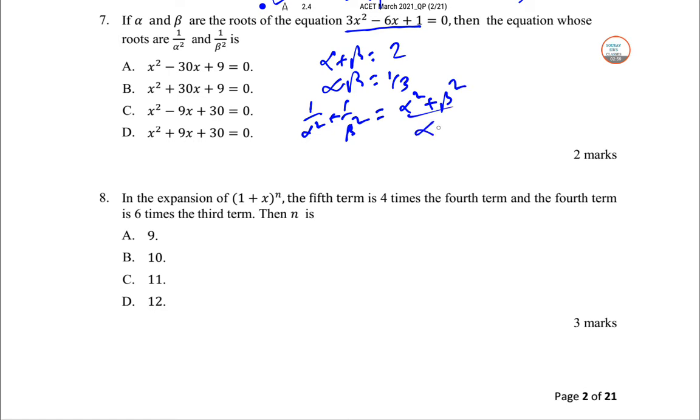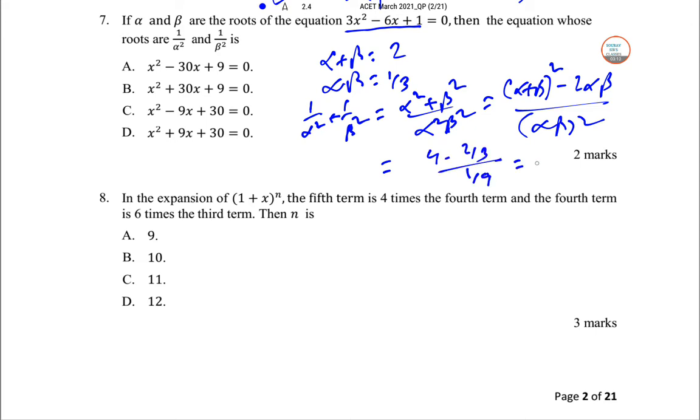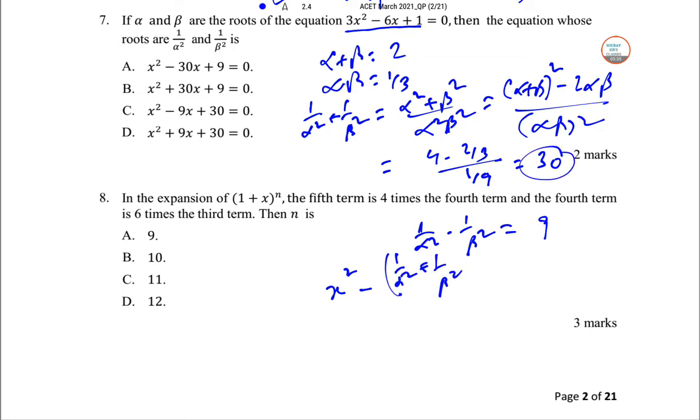So (alpha square plus beta square) by alpha square beta square. That's it. So here (alpha plus beta) whole square minus 2 alpha beta, over (alpha beta) whole square. If you put in these values, 4 minus 2 by 3 over 1 by 9, so 10 by 3 into 9, so this is 30. And the product of 1 by alpha square and 1 by beta square is 1 by (alpha beta) whole square, so this is 9. So the required equation is x square minus the sum of the roots, that is 30, x, plus the product of the roots. So x square minus 30x plus 9. Hence the answer is A.